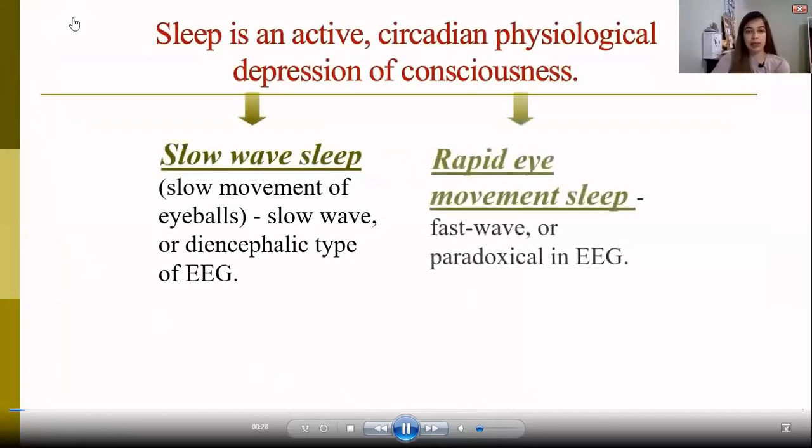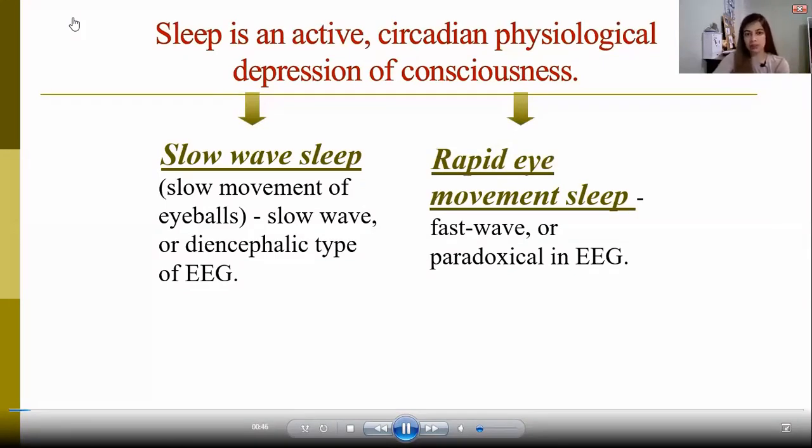The topic of today is the hypnotic drugs, antiparkinsonian drugs and anti-epilepsy. So firstly, what is sleep? Sleep is an active circadian physiological depression of consciousness. And normally in physiological condition, we have two phases, the slow wave sleep and the rapid eye movement sleep.